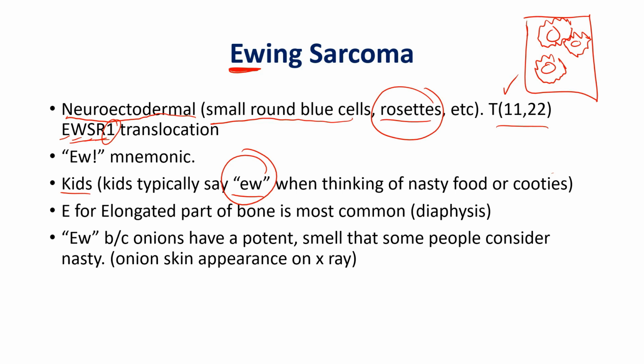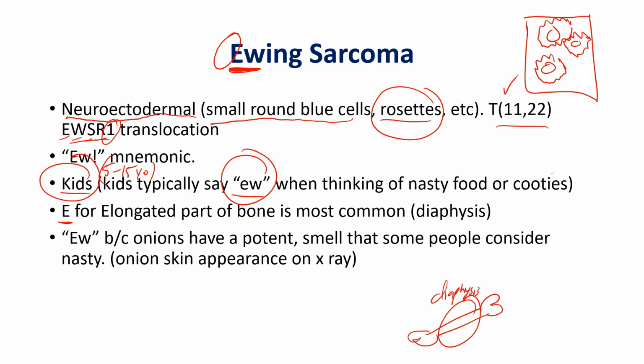And so everything plays a role according to that in our mnemonic. That helps us remember that kids usually say this. So now we have an age group of about 5 to 15 years old. So kids get this. If you see an adult, you need to be thinking something else instead of Ewing sarcoma in most cases. And then the E in the EW, right? The E helps you remember elongated part of bone. So what is the elongated part of a long bone? It's the diaphysis, right? That's the long part of it.